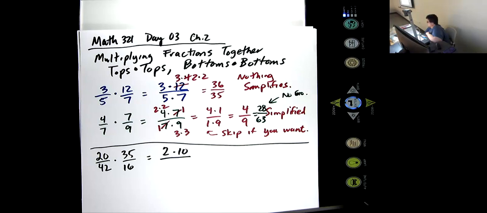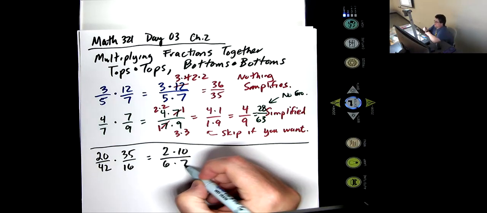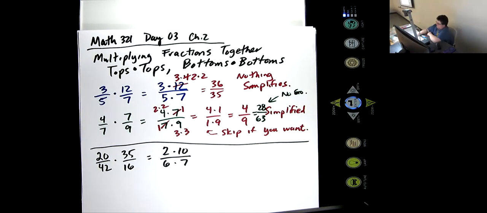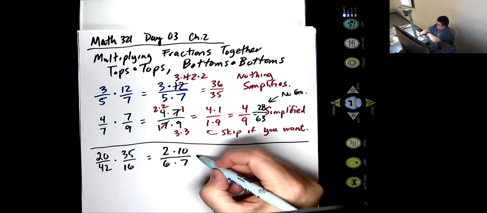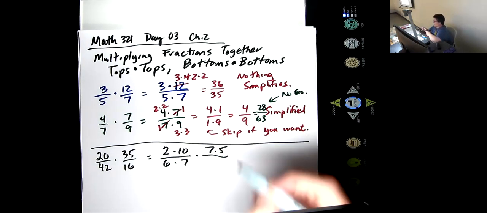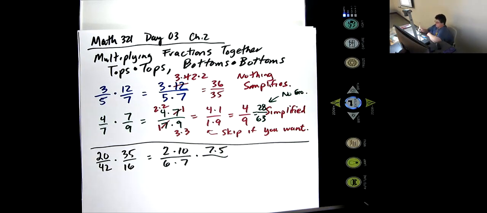Oh, this is on the times tables. 6 and 7. What about 35? 7 and 5. What about 16? 2 and 8.